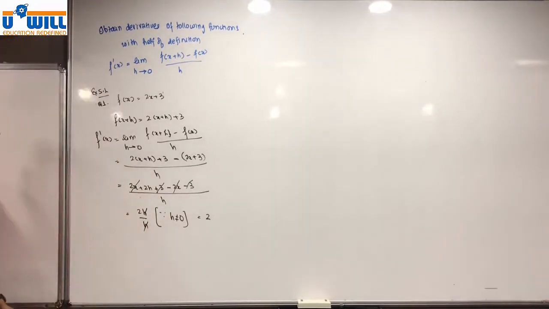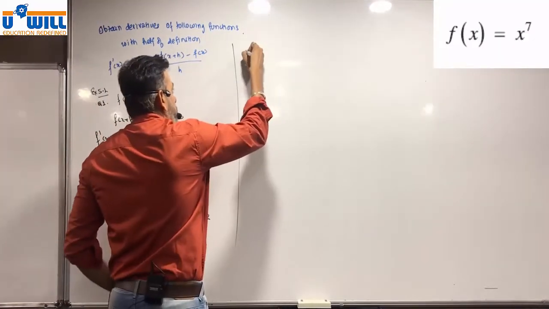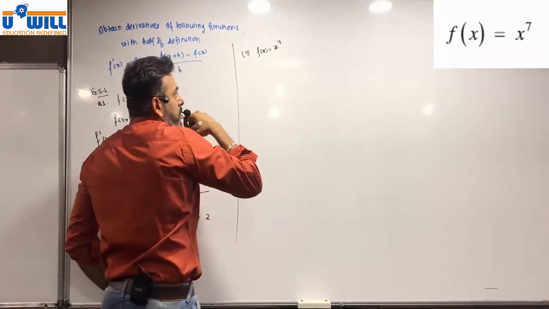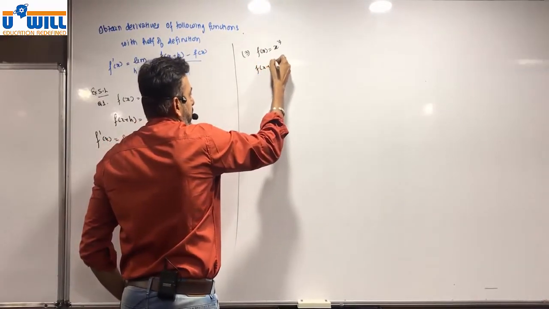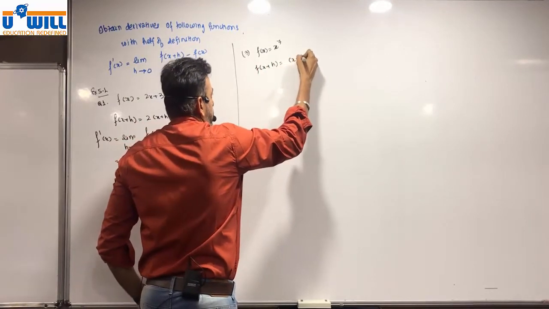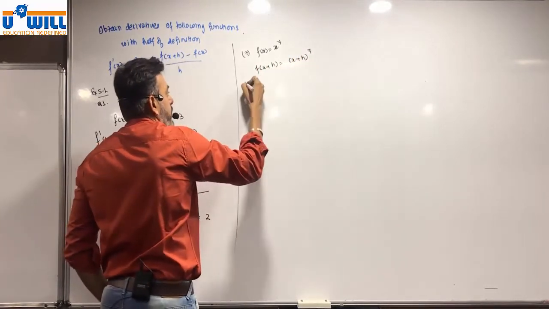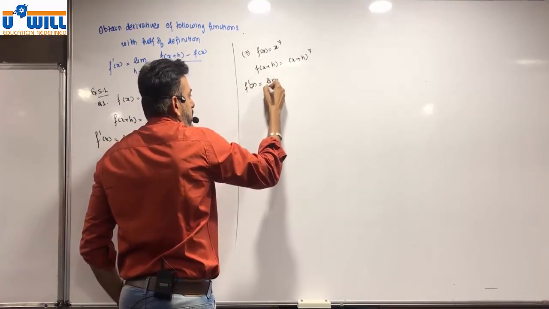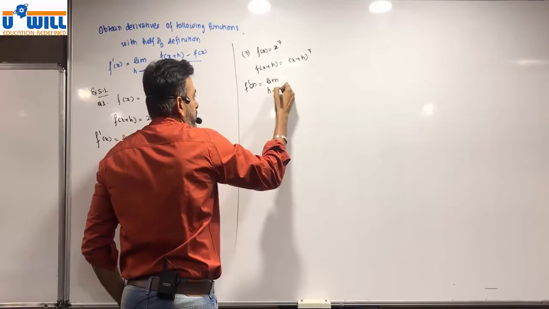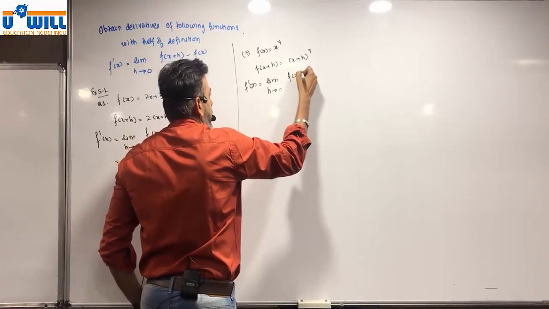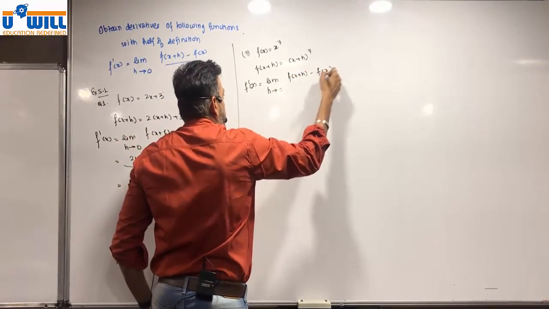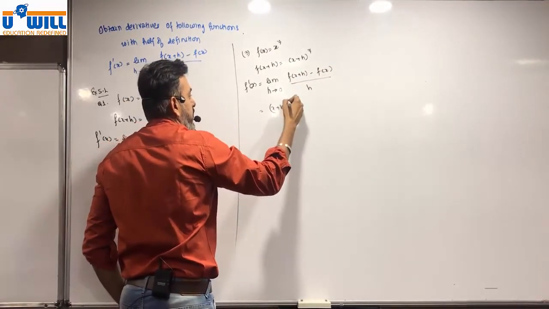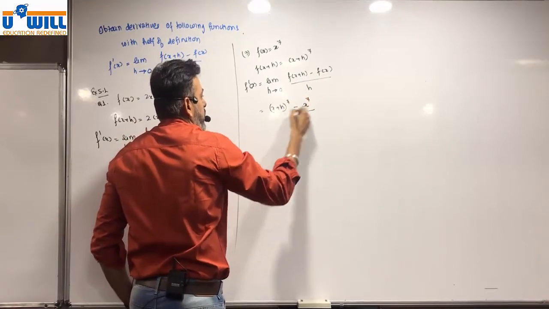Third, f of x is equal to x raised to 7. So function of x plus h is equal to (x plus h) raised to 7. Derivative of function f of x is equal to limit h approaches 0, function x plus h minus function x upon h, which is equal to (x plus h) raised to 7 minus x raised to 7 upon h.